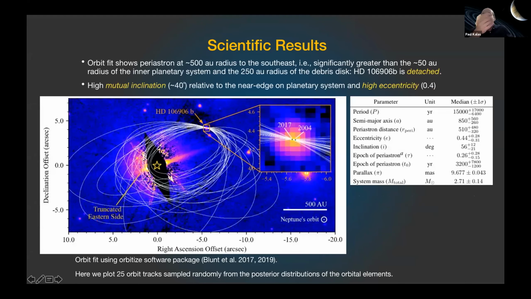We then used this astrometry to fit orbits to the planet, and here are the parameters on the right. The period is 15,000 years, semi-major axis of about 850 AU, and the periastron distance of 510 AU. So this means that the periastron is roughly out here. So the planet's periastron, we believe currently, is just outside the debris disk. And also we find a high mutual inclination of roughly 40 degrees and a relatively high eccentricity of 0.4.